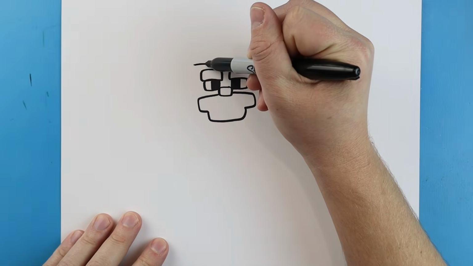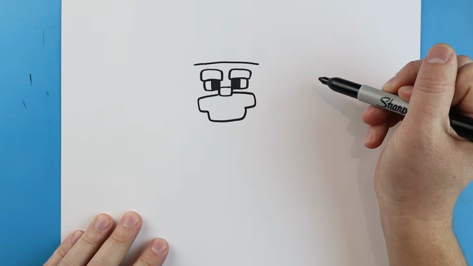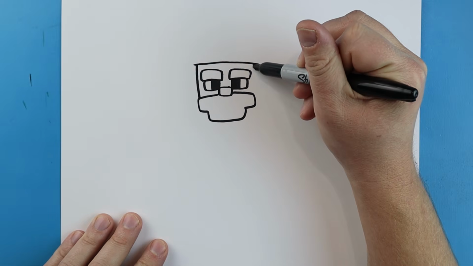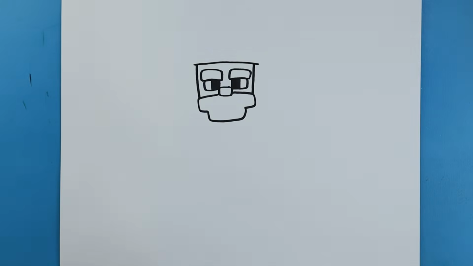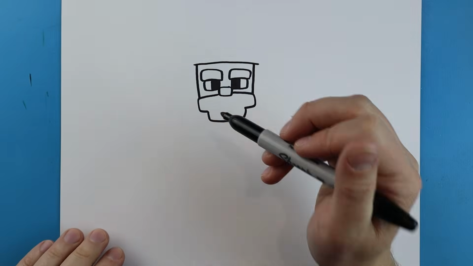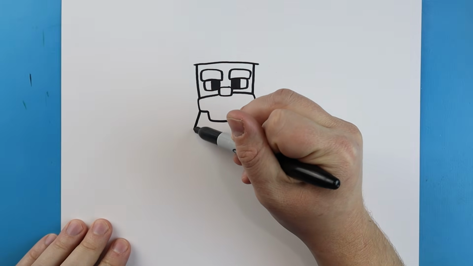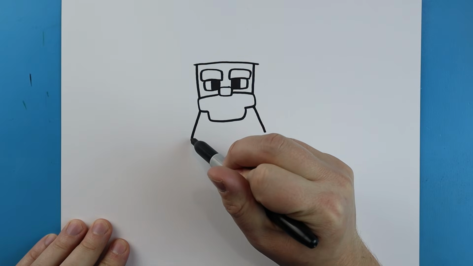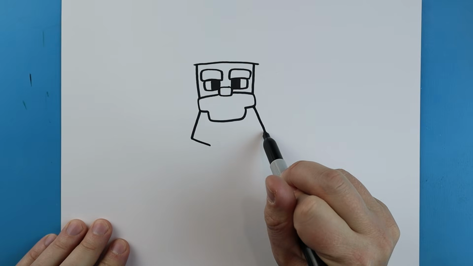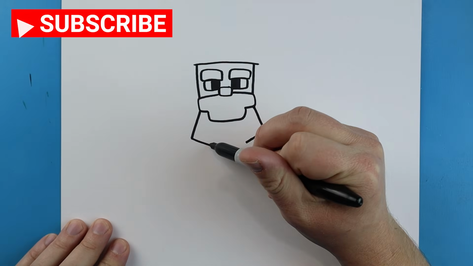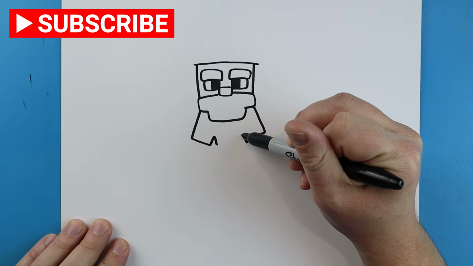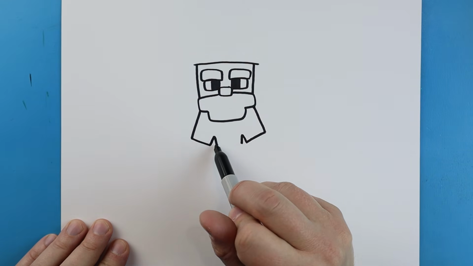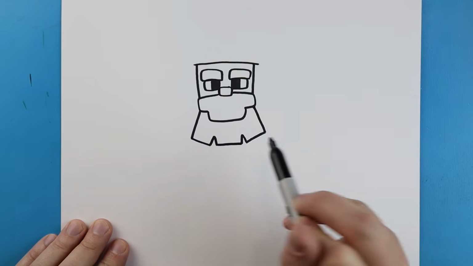Now, starting here, we're going to draw a line right across the top. And I'm going to draw a line that comes down here on each side for the head. Starting here, we're going to make a little diagonal line on each side. And then let's draw another little diagonal line that comes in just a little bit. And then I'm going to add a little triangle shape on each one. Then just draw a little line to connect it.